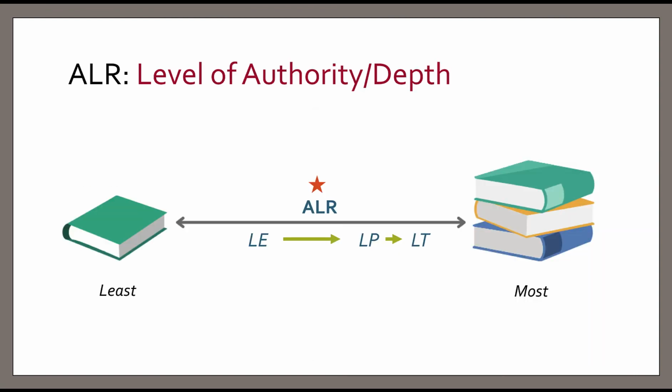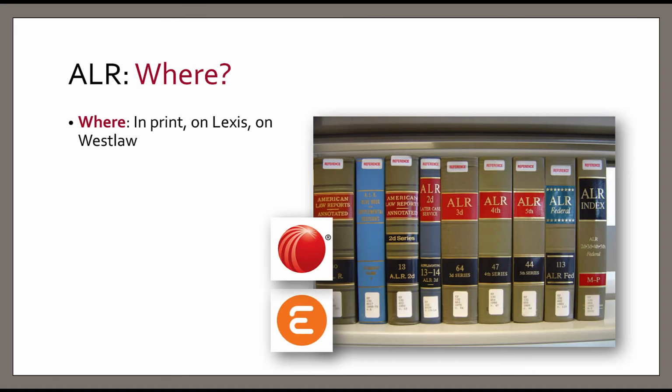Given what you now know about the features of an ALR annotation, as we continue to compare the different types of secondary sources in law, the ALR falls more toward the middle of the authority spectrum. Its annotations offer a very in-depth treatment of a particular legal issue, but are not as analytical or authoritative as periodicals or treatises. You can access the ALR in print, on Lexis, and on Westlaw.